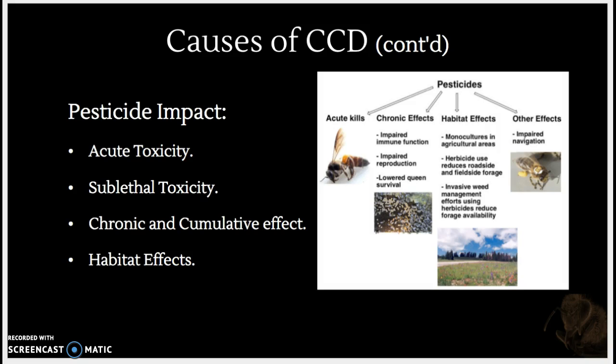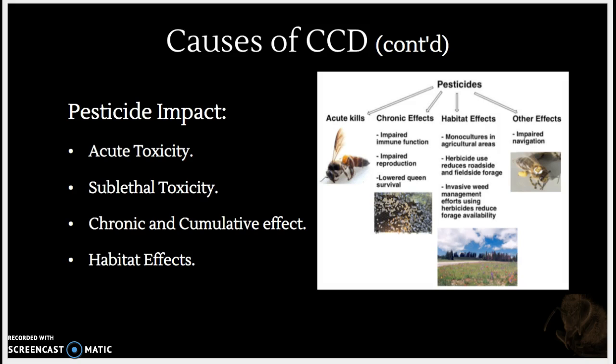Sublethal toxicity is what happens when pesticide amounts are too little to kill the bees, yet they can still disrupt the cognitive abilities, communications, behaviors, and physiology of the bees. The chronic and cumulative effect results when neonicotinoids bind to the nicotinic acetylcholine receptors in the insect's brains and accumulate over time. This accumulation tends to have grave effects on bees and can result in paralysis and death.